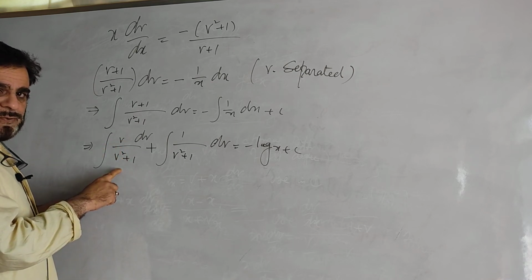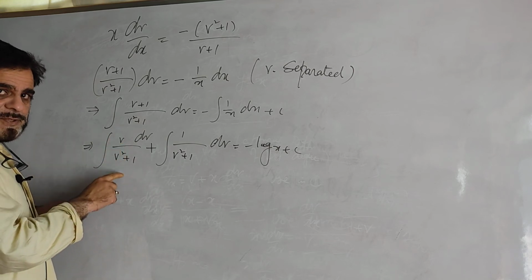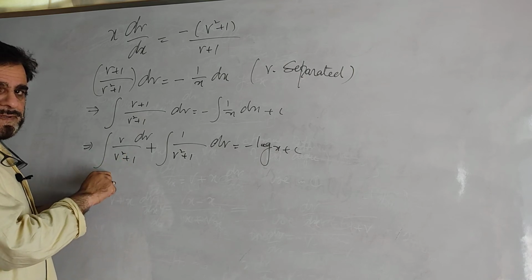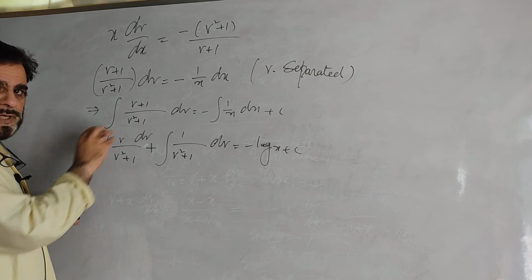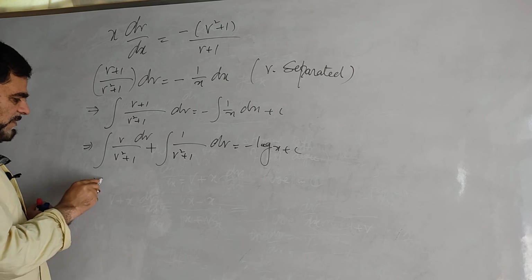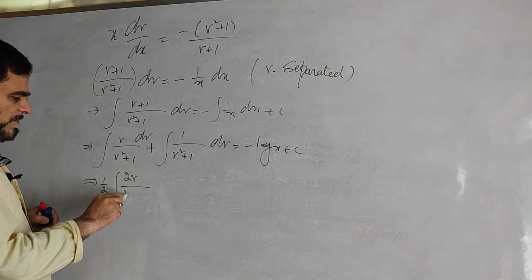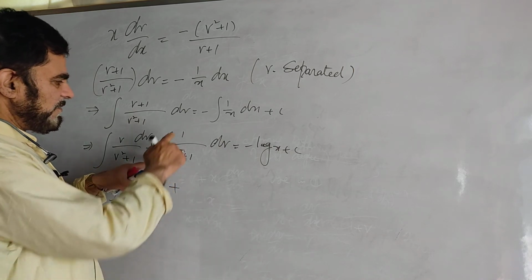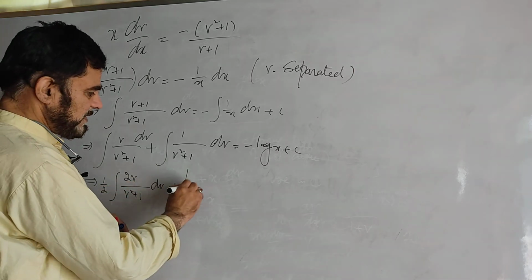Whenever the numerator is the first degree and the denominator is the second degree, we try to write the numerator as the derivative of the denominator. We can do it because the derivative of v square plus 1 is 2v. So we can write here 2v. For that I have to divide by 2 and multiply by 2, so that it is f dash by f. So this I can write here 1 by 2 into 2v by v square plus 1 dv, and you know the integral of 1 by v square plus 1 dv is tan inverse v.